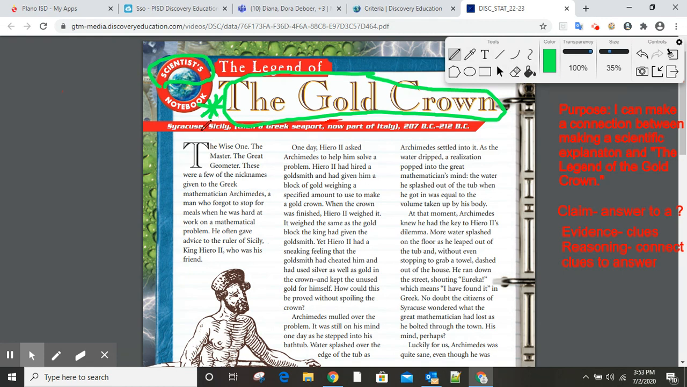It takes place in Syracuse, Sicily, which was a Greek seaport and now part of Italy. And the time period is 287 BC to 212 BC, which is over 2,000 years ago. So I'm going to put a plus 2,000 years ago so that I remember that this happened a long time ago. It's an old story. Okay.